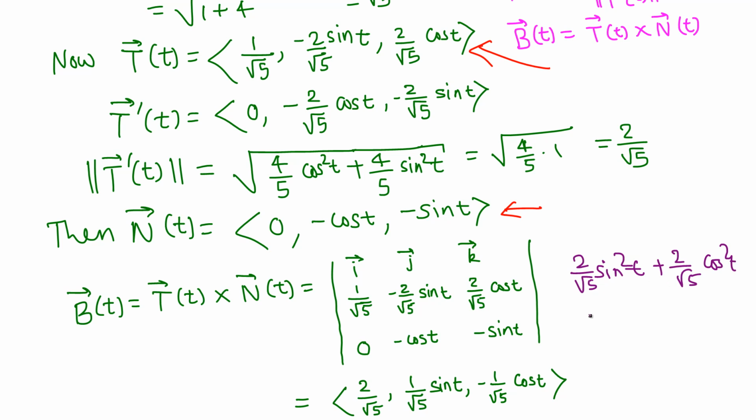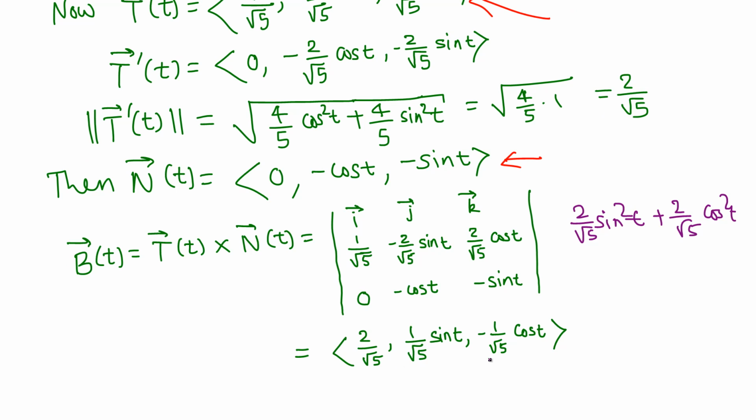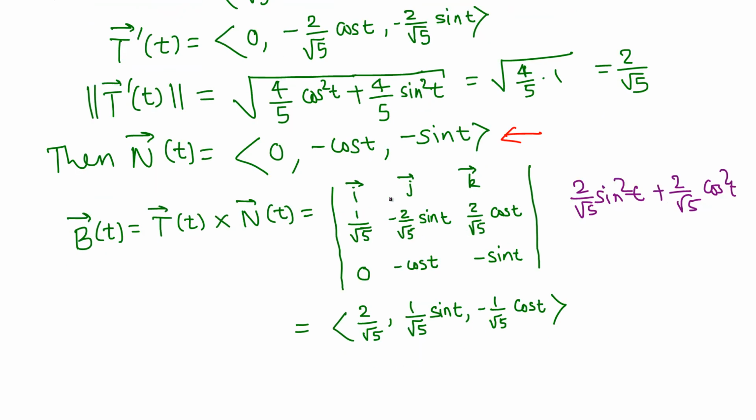Now we can factor 2 over root 5 out. That leaves sine squared plus cosine squared, which is 1. So 2 over root 5. For j, we delete the row and column, minus this is just 1 over root 5 sine t. So it becomes plus, this way is 0. And similarly, okay, I'm writing on the bottom. Now you can see clearly. Just find the cross product, and this is the final answer.